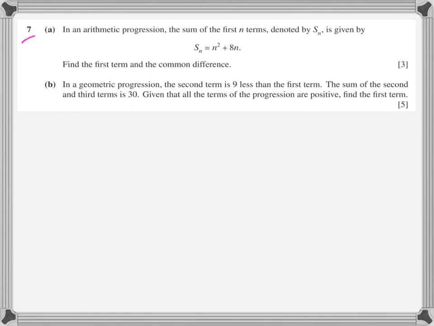Sn, sum of n terms. That means if I plug in n is equal to 1, I'll get sum of one term according to this formula. If I plug in n is equal to 2, I'll get sum of two terms. That comes out to be 20. Now, a lot of people say first term is 9 and the difference between 20 and 9 is common difference. Wrong. Because this is not the formula for Tn, this is the formula for Sn.